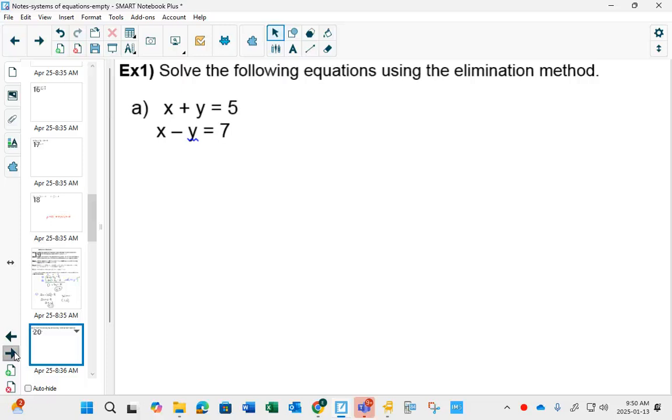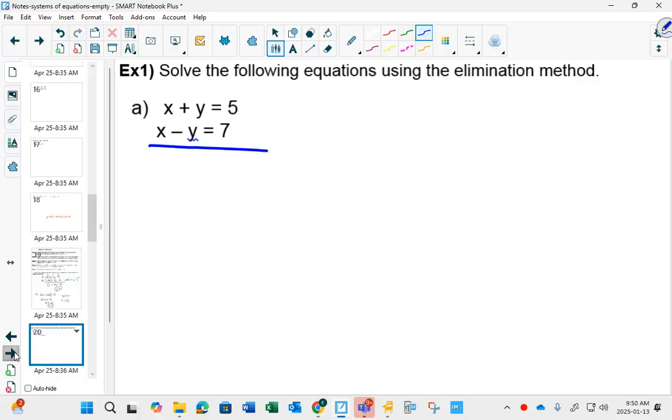But when I look at this, x's are in the column, y's are in their column, the numbers are in their column. And can you see that the coefficients of y are already the same but opposite signs? That's our goal, to have either in front of the x's or in front of the y's something with the same number in front but one positive and one negative.